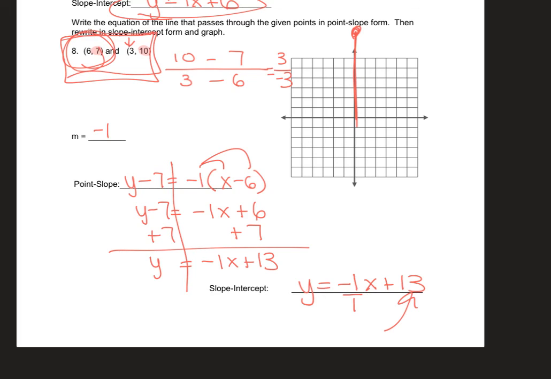So I know that this is 6, 7. 1, 2, 3, 4, 5, 6. I can't even graph it off of that 7. And I can't graph 3, 10 either. 1, 2, 3, 4, 5, 6, 7, 8, 9, 10. Okay, and I know that my B is 13, so that makes sense because it's about up here. So this graph looks about like this, and don't worry because there won't be one on a test where you can't graph it. All right.